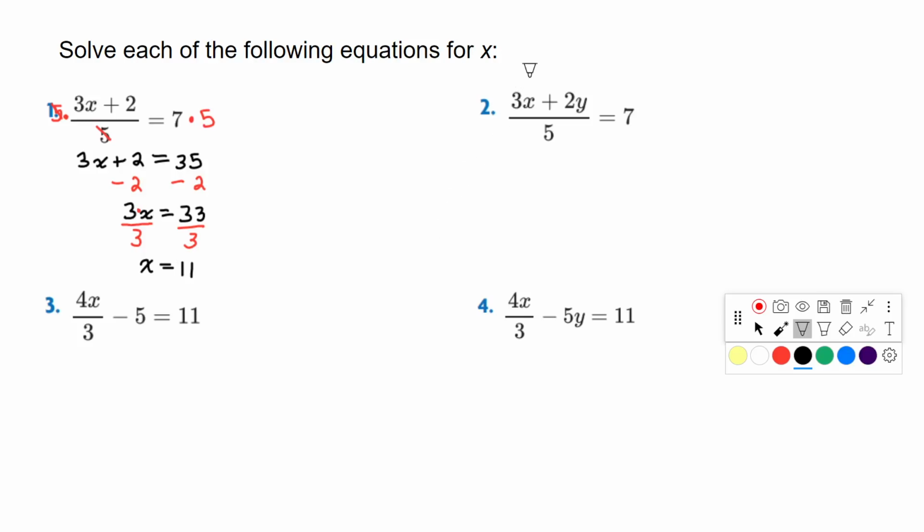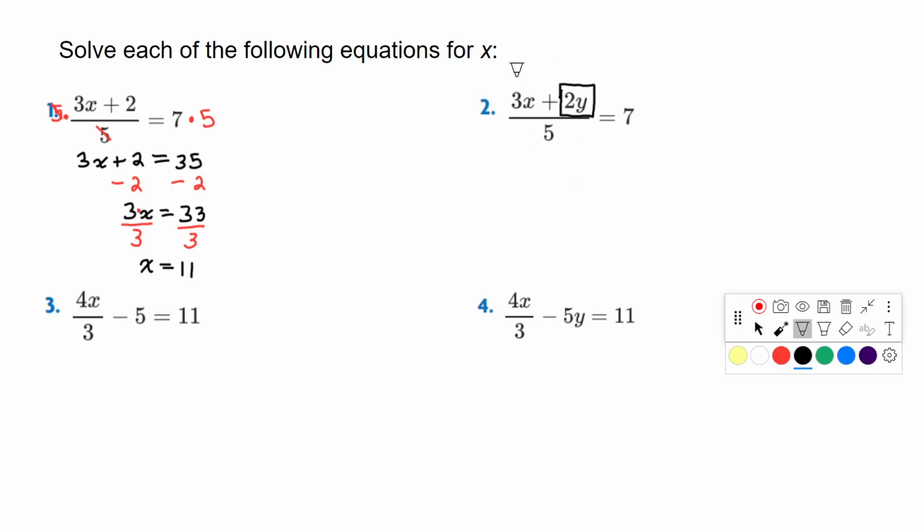Now number 2 is a literal equation because it has 2 variables in it, more than one. But our goal is still the same. We want to isolate the x. We want to solve for the x. If I look at number 2 and I go back and look at number 1, the only difference on number 2 is that the 2 is being multiplied with a y. Well, we don't need to separate the 2 from the y, so we can always think of this as being one value.